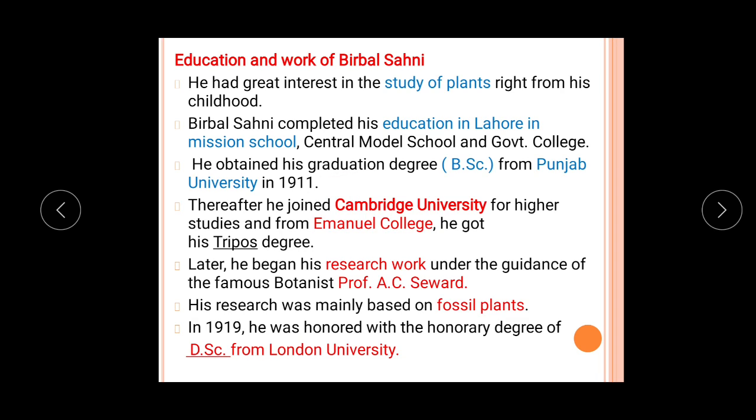Thereafter, Professor Birbal Sahni joined Cambridge University for higher studies, and from Emmanuel College he got the tripos degree, which you can consider as a postgraduation. Later he began his research work under the guidance of the famous botanist Professor AC Seward, and his research was mainly based on fossil plants.